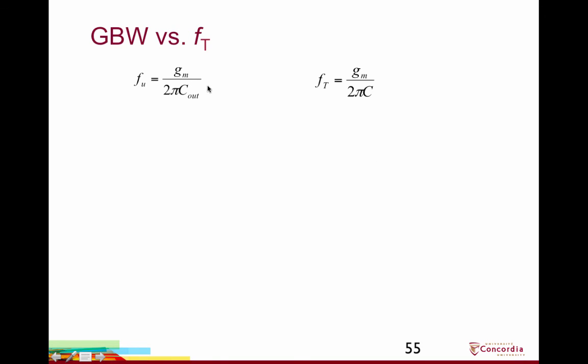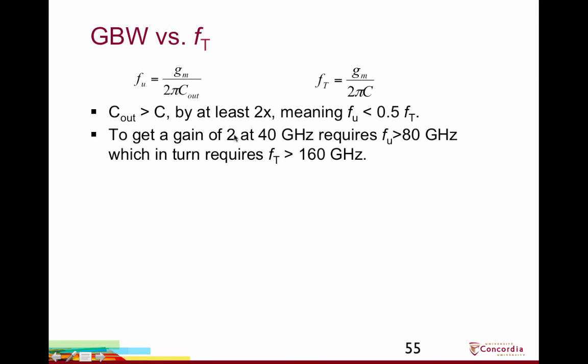So let's compare these. In units of hertz, we've got GM over 2 pi C out for the unity gain frequency, and GM over 2 pi C for FT. We already said C out is going to be greater than C by at least 2x. So that means the unity gain frequency is less than half of this transition frequency, the number that's thrown around when you hear about a technology. So to get a gain of 2 at, say, 40 gigahertz requires a unity gain frequency of at least 80 gigahertz, which in turn would require an FT of greater than 160 gigahertz.